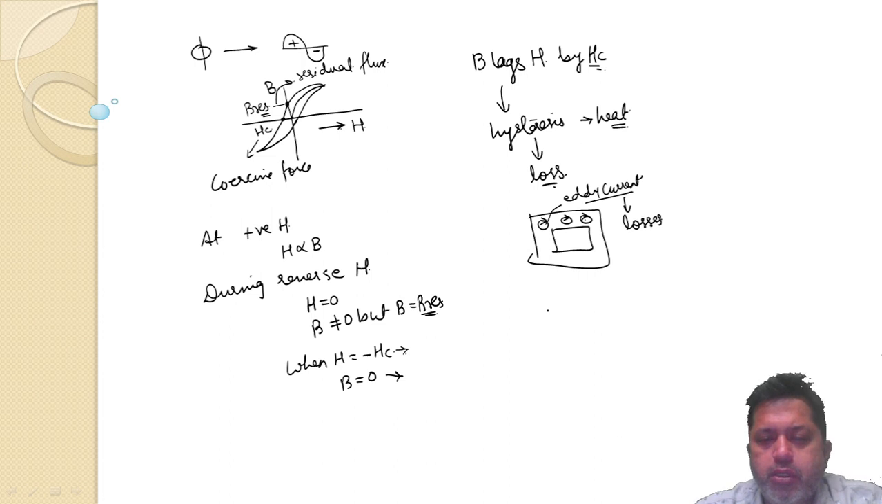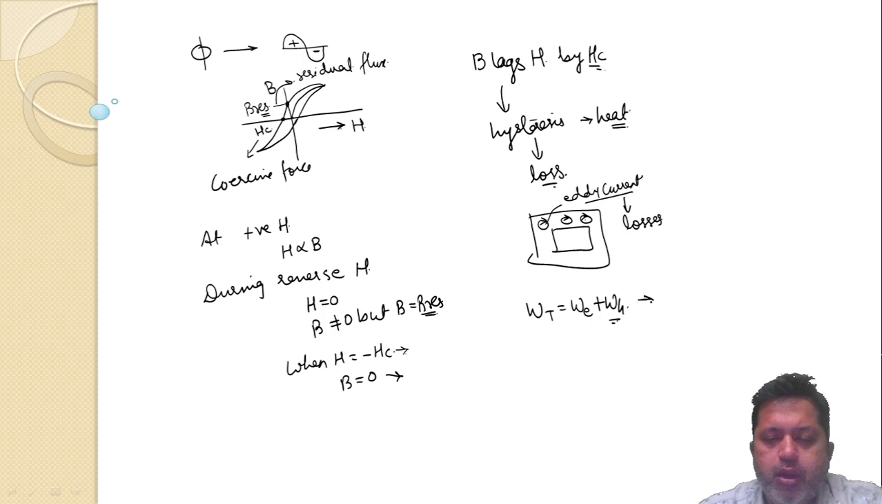So there are two types of losses in a transformer. One is eddy current loss. The other is hysteresis loss. All this is due to alternating flux. So losses are produced due to the flux. So one thing we have learned, losses are produced due to the flux.